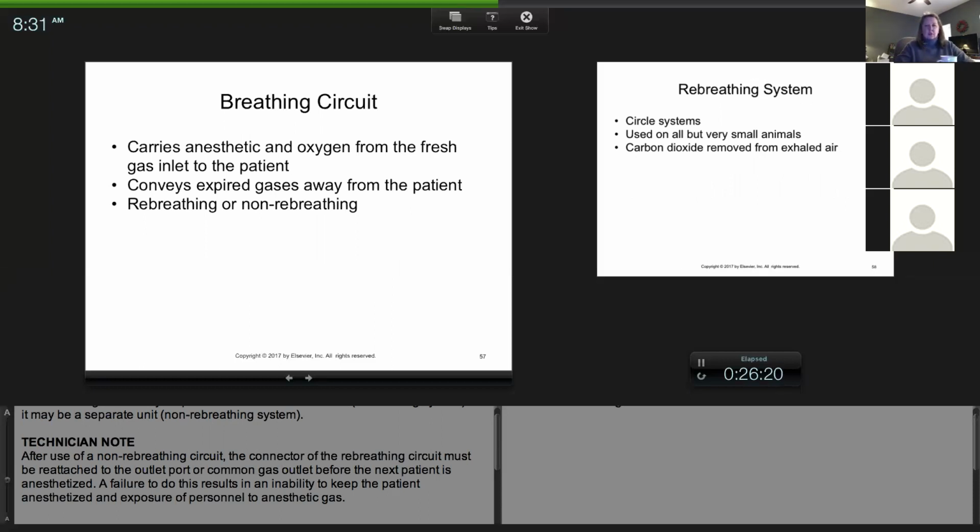So the breathing circuit is what we hook up from the anesthetic machine to the patient. The circuit is what carries the gas to the patient, and then it allows a tubing to remove exhaled gases from the patient. So that's when we talk about the circle, the gases are moving in a circle. And the two types of systems are rebreathing systems and non-rebreathing systems.